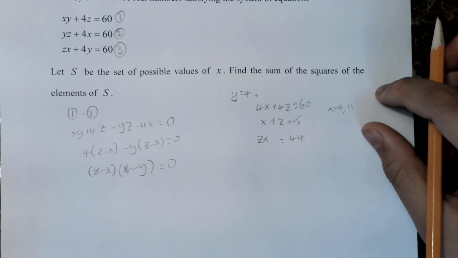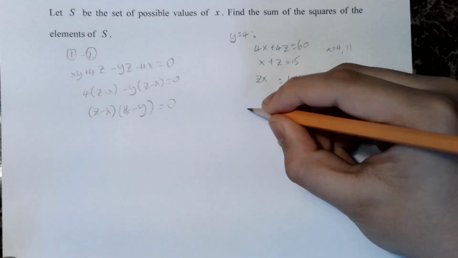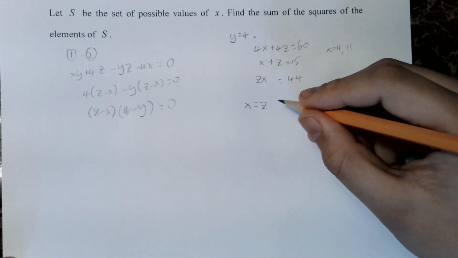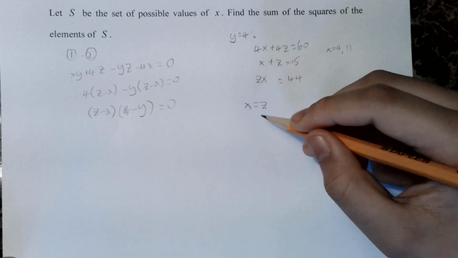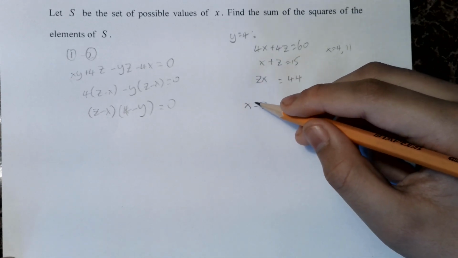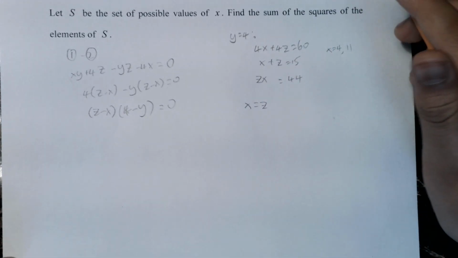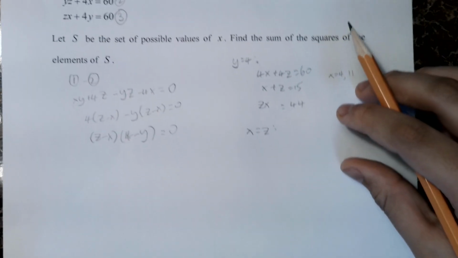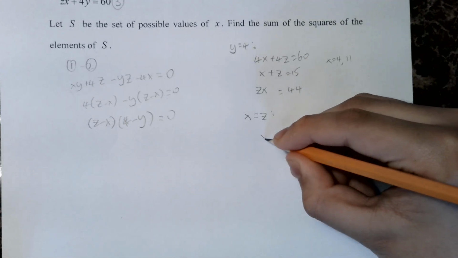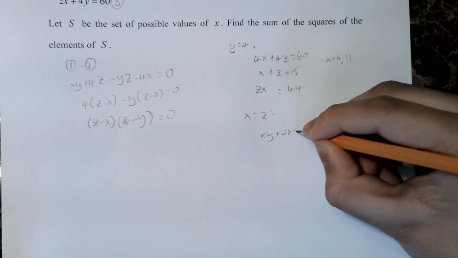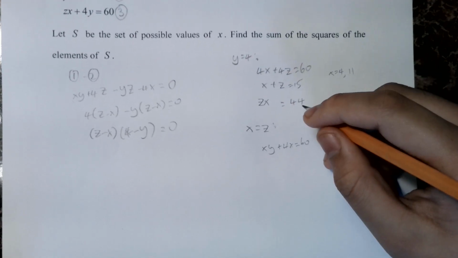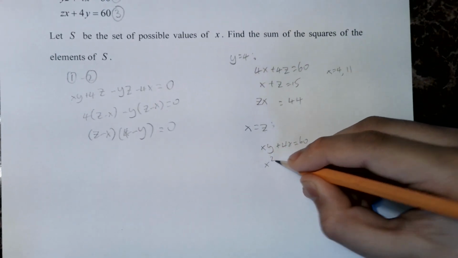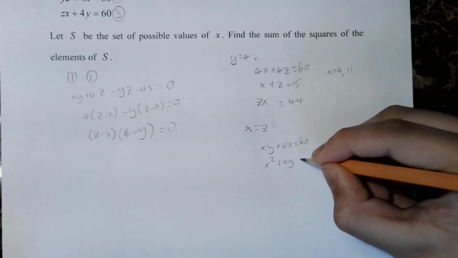Now let's talk about our second case. So x is equal to z. Now, without loss of generality, we want to find x, so we will turn all the z's into x's. So we will plug this into the second equation. So this is the second equation, by the way. We will get that xy plus 4x is equal to 60. And then we'll plug this into the third equation. So we also get that x squared plus 4y is also equal to 60.